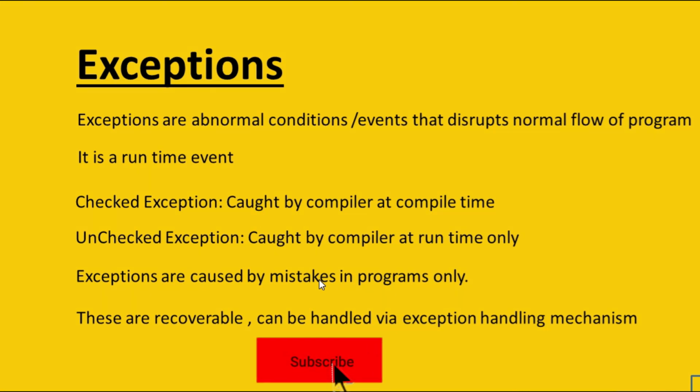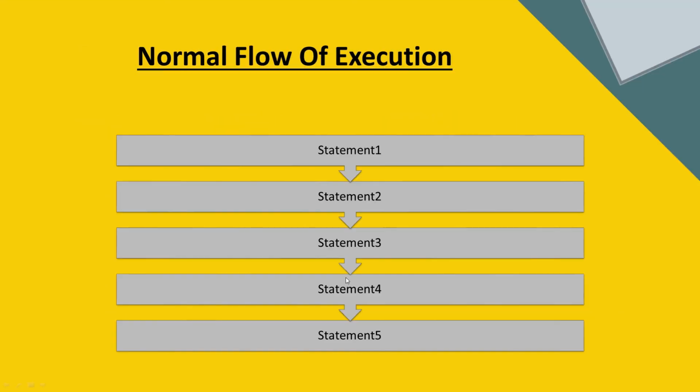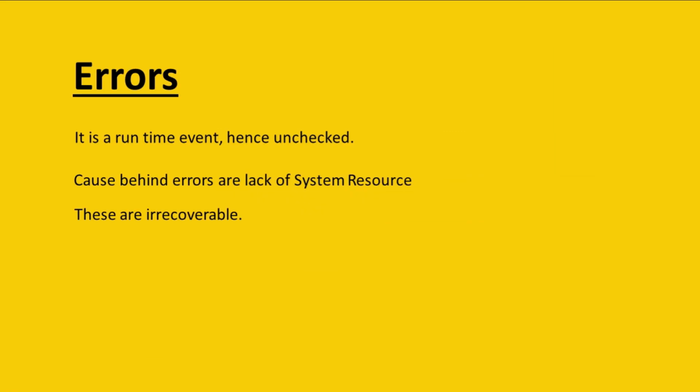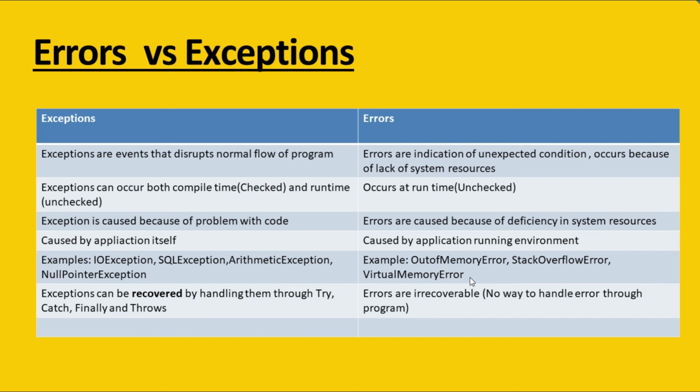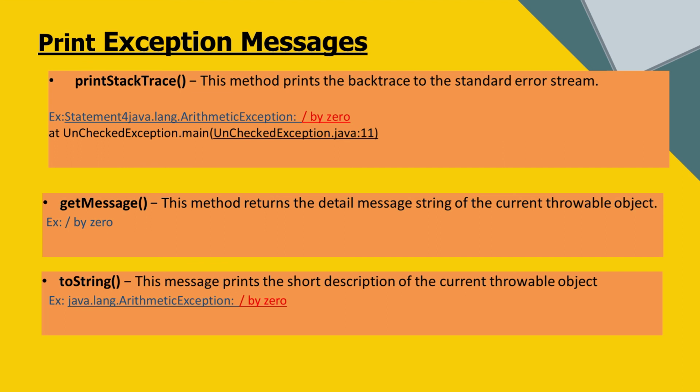To summarize, we discussed what are exceptions, categorization of exceptions along with examples, and why exceptions are caused. Similarly, we also discussed errors and why they are caused, followed by differences between errors and exceptions. We also discussed different options available to print exception messages. You can choose any one of them according to your need.